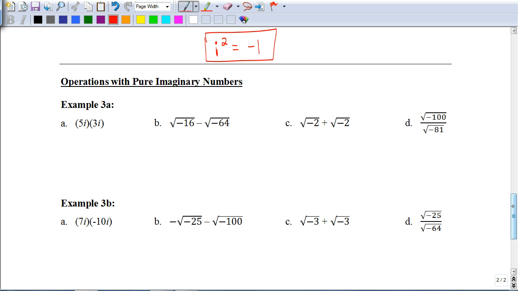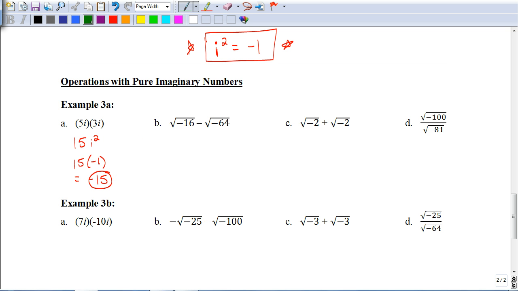For example, in this very first one, I have 5i times 3i. Well, 5 times 3 is 15. That's easy enough. And i times i is i squared. So we treat i essentially like any other variable, with this one exception: whenever we have an i squared, its value is -1. So 15 times i squared is the same as 15 times -1, which is -15.